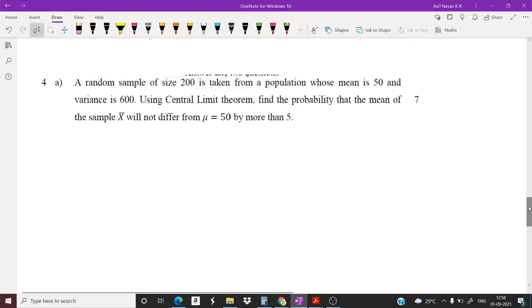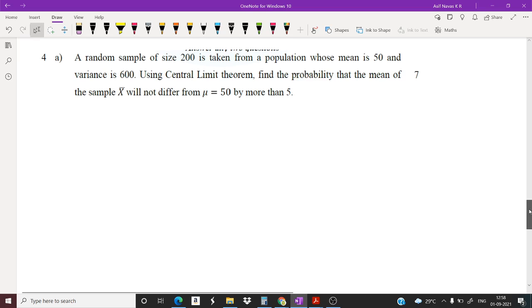Okay. So can you do this problem? A random sample of size 200 is taken from a population whose mean is 50 and variance is 600. Using the central limit theorem, find the probability that the mean of the sample, x bar, will not differ from the mean 50 by more than 5. The solution, anybody, can you try this?